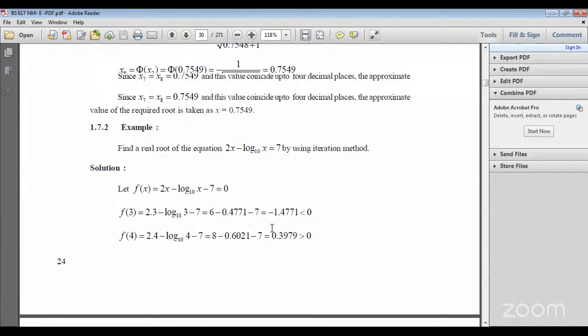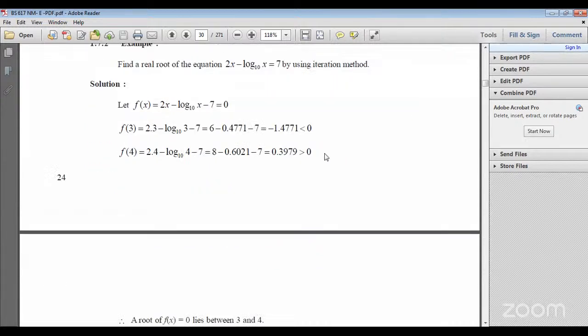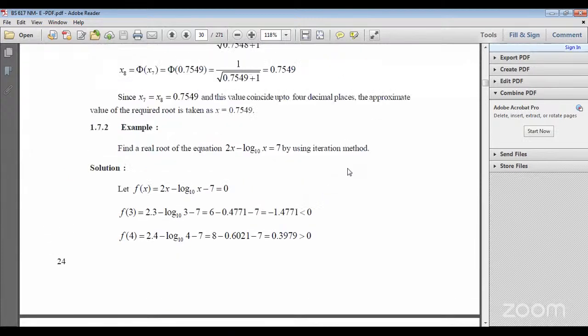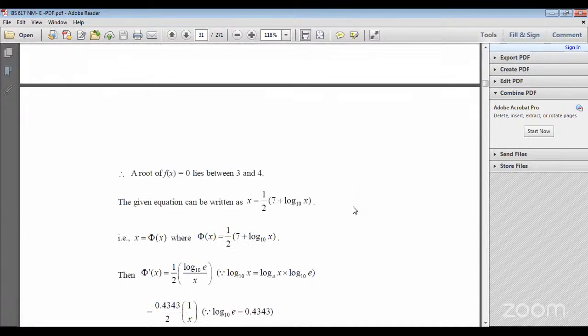So f(3) is about −2.52, and f(4) is 2 into 4 minus log10 4, value 0.60, minus 7, which is positive. That is negative, that is positive. So therefore the root lies between 3 and 4. So x is equal to 1 by 2 into 7 plus log10 x, and therefore x equals 1 by 2 into 7 plus log10 x.